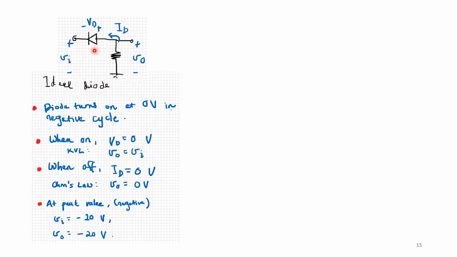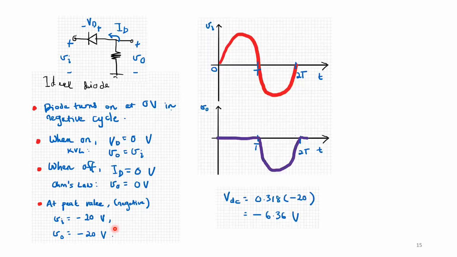But when it is off, the diode is an open circuit, and the concept of open circuit is that ID is going to be 0, and therefore by Ohm's law, V out equals 0 volts. At the peak value, when the diode is on and Vin equals negative 20 volts, it's negative because it's on in the negative cycle, so V out is also going to be negative 20 volts. So when the input is a positive cycle, V out is going to be 0 volts, as we said here.